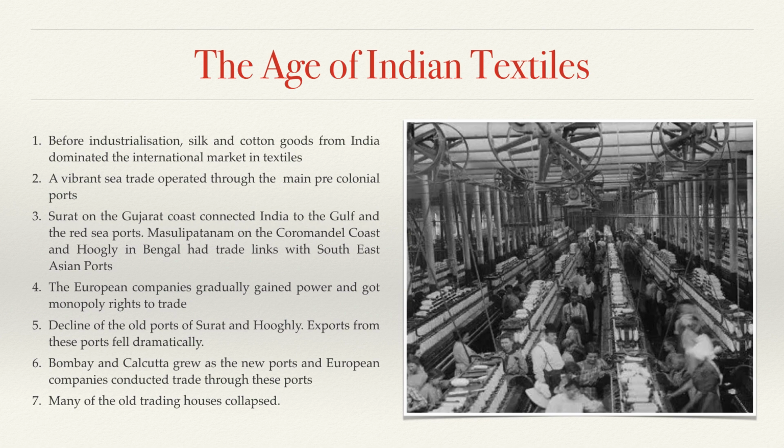So the Indian trade was so high. The European companies gradually gained power and got monopoly rights to trade in India. Declining of the old ports Surat and Hooghly. Exports from these ports fell dramatically, by half. Bombay and Calcutta grew as the new ports and European companies conducted trade through these ports. Many of the old trading houses collapsed.